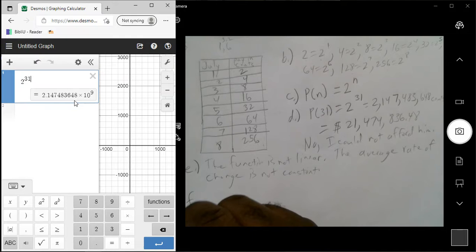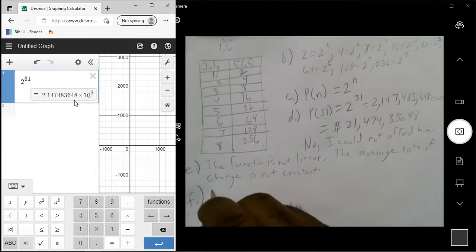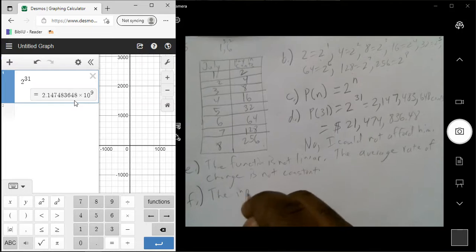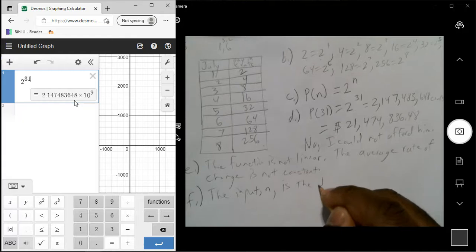Now we come here to F. It says, what is the practical domain of the function defined by P of n equals 2 to the n? All right, so basically we look here. The input, which is n, is the July date.